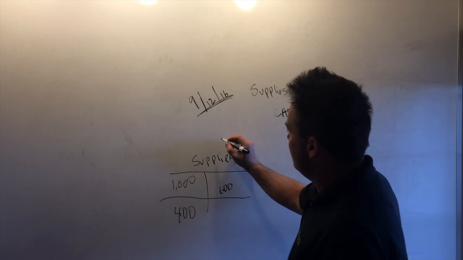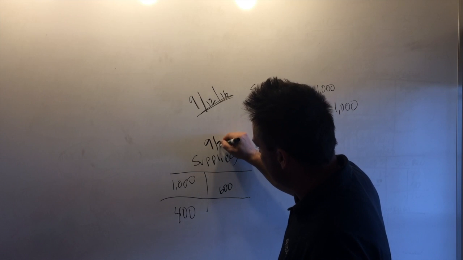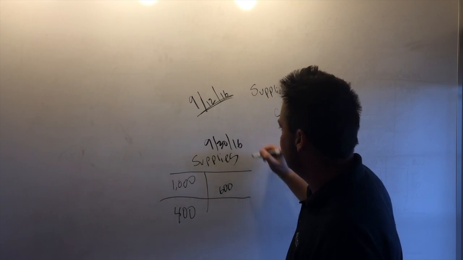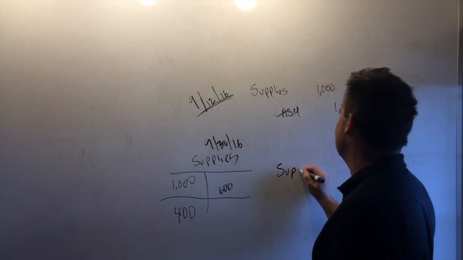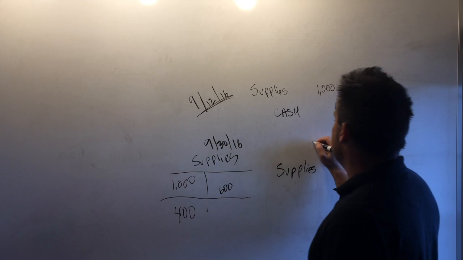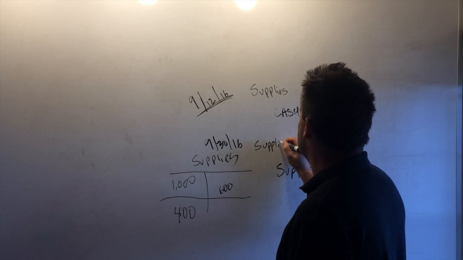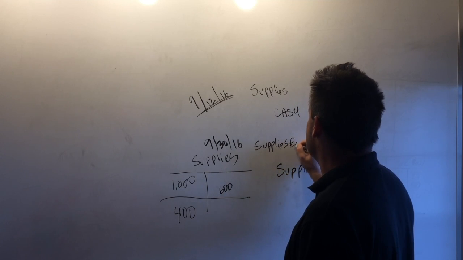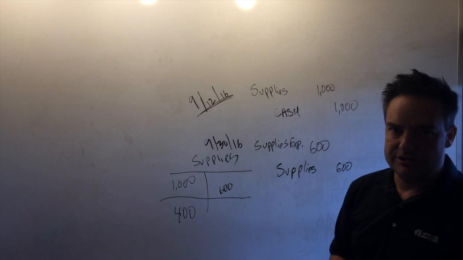So the adjusting journal entry that would be done at the end of the period, say the end of the month, would be a credit to the supplies account for $600 and a debit to supplies expense. So that's one example of an adjusting journal entry.